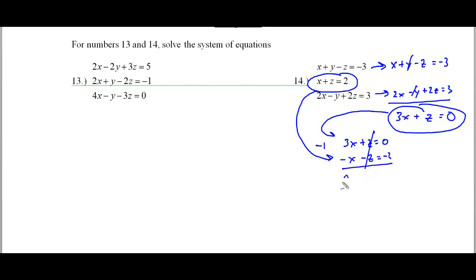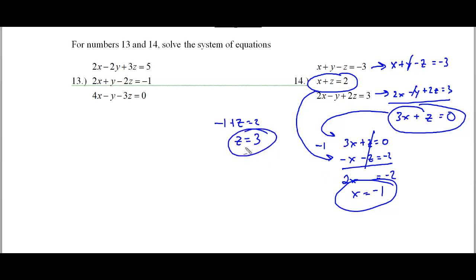So this means now I have 2x is equal to negative 2. So x is equal to negative 1. Now I solve for my x. I'm going to plug that back into my equation right here. So negative 1 plus z equals 2. And if I just solve for z, z is going to be equal to 3. Now I know my x, now I know my z.